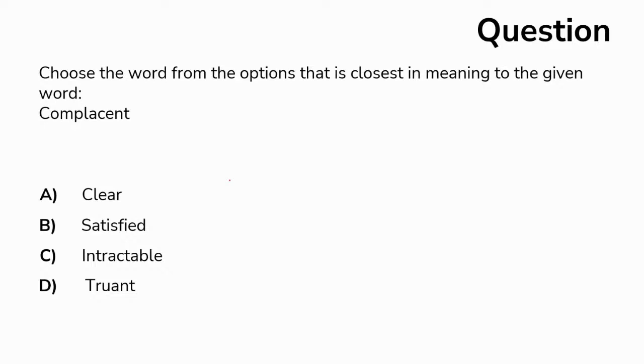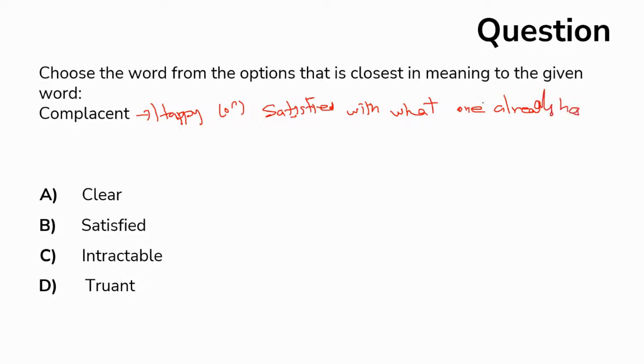So complacent is to be happy or satisfied with what one already have. So hence the answer option is B option, satisfied.